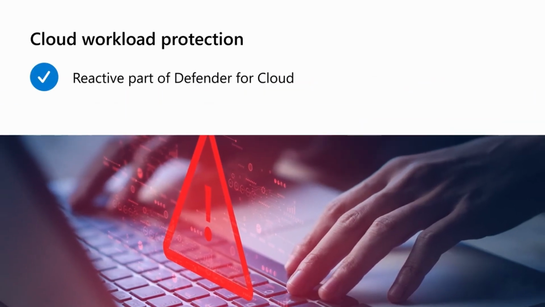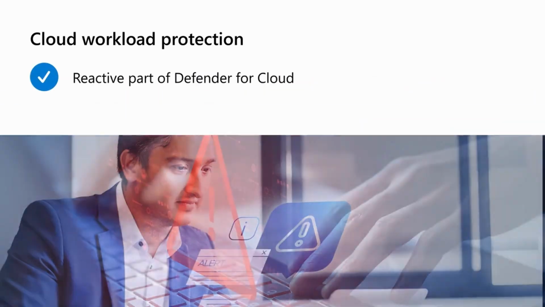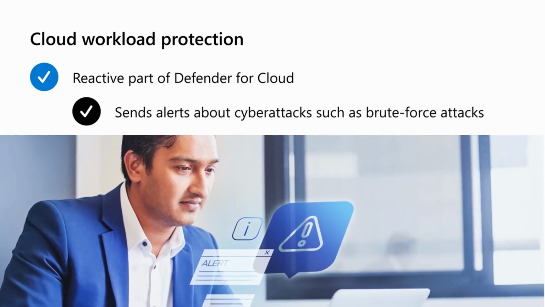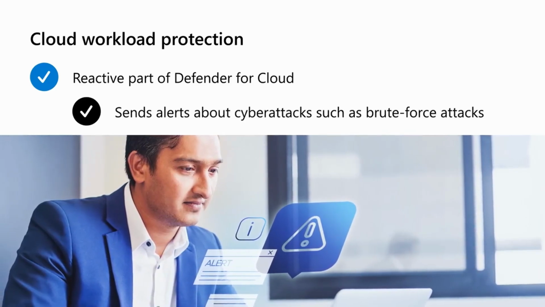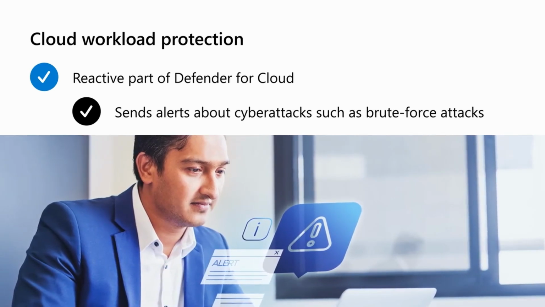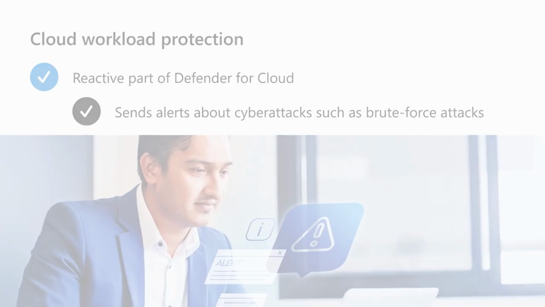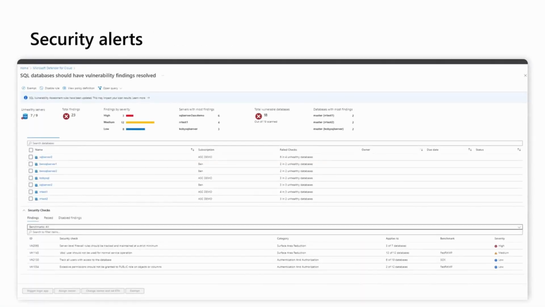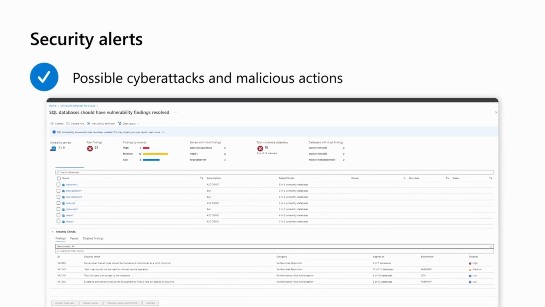CWP is the reactive part of Defender for Cloud. Defender for servers sends alerts informing you about potential cyber attacks, such as brute force attacks. You could also set up automatic responses in case Defender for Cloud detects a cyber attack against your environment. These alerts are generated through Defender for Cloud's enhanced security features. Alerts are available on the Alerts page in Defender for Cloud. This page informs you about possible cyber attacks or malicious actions against your resources.